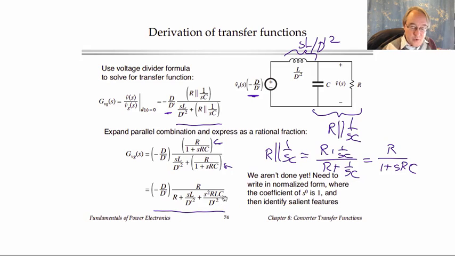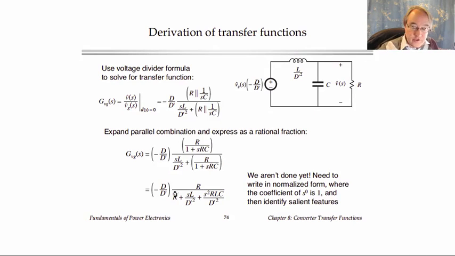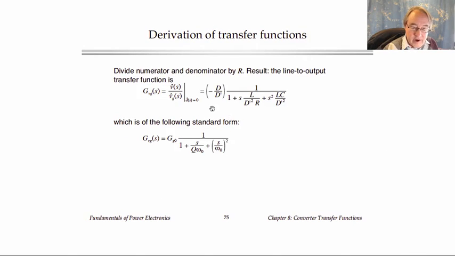Now what I would say at this point is we still aren't quite done because we need to write the poles and zeros in normalized form where the coefficient of s to the 0 power is 1. So we should divide the top and bottom by R to get that to happen. If we do that, then we'll get 1 in the numerator, and this coefficient of s to the 0 power in the denominator will become 1 as well. So that's shown on the next slide right here. And finally, here's the answer that we get.